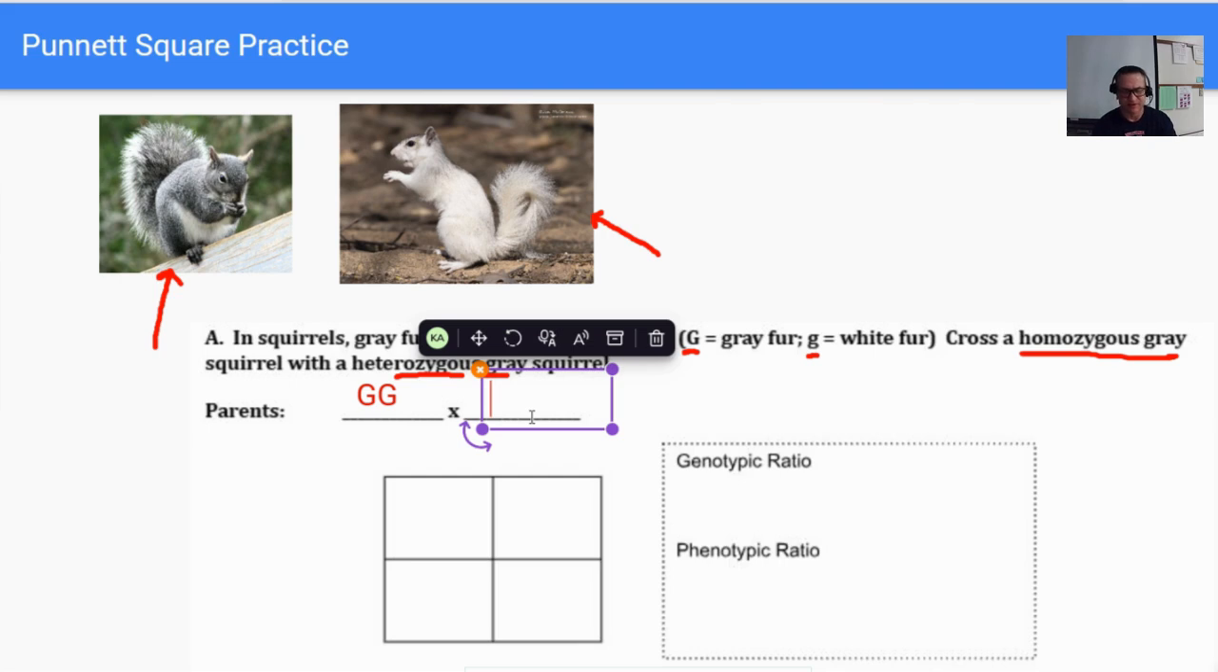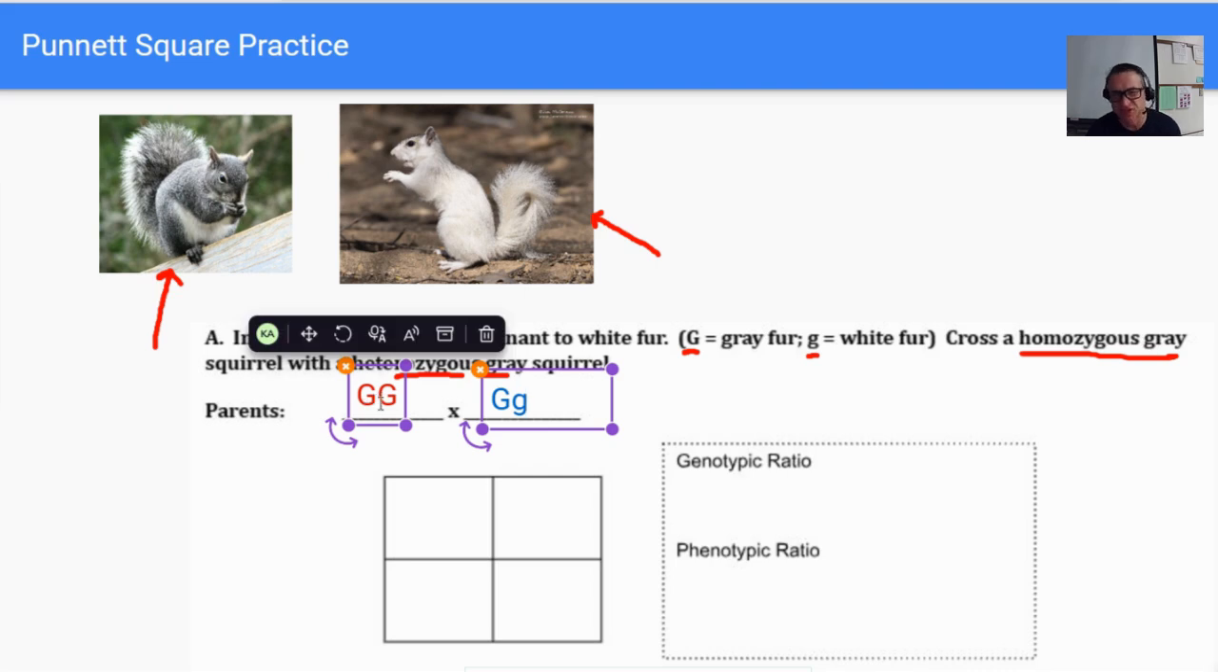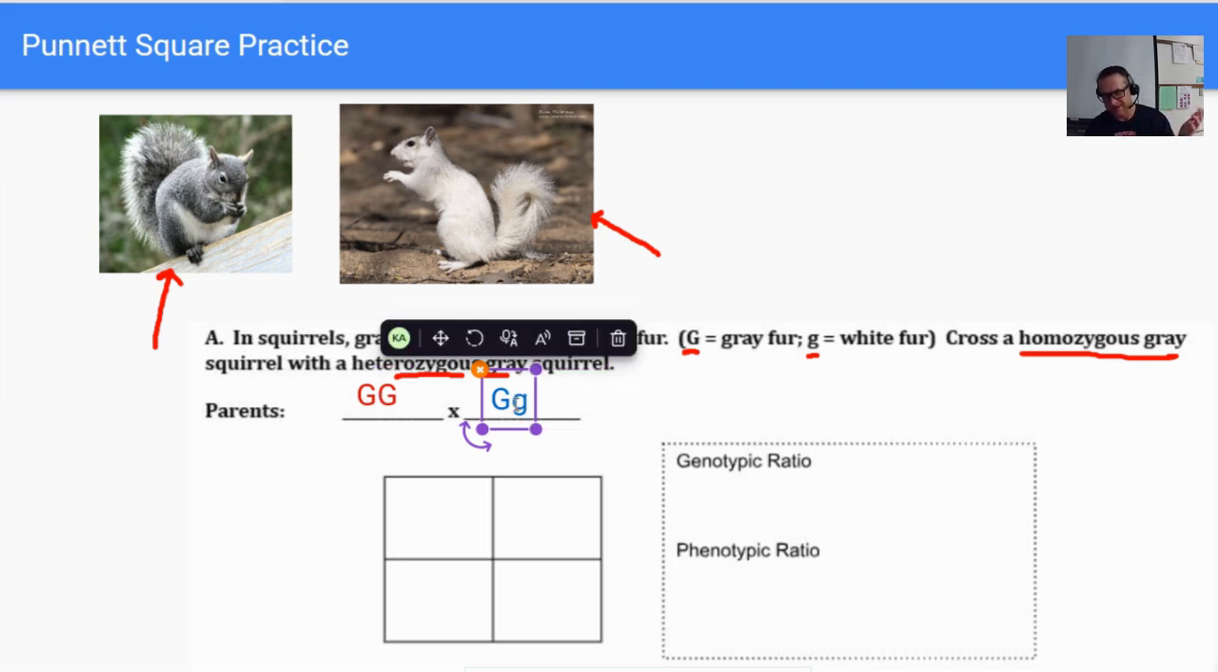Heterozygous means different. So this squirrel, maybe it's the mom, big G, little g. Actually, we'll say this one's the dad, and I'm going to type it in blue. Big G, little g. All right, so you got the mom. She's big G, big G. She's gray, but she's homozygous dominant. Dad squirrel over here. He's also gray, but he's heterozygous.